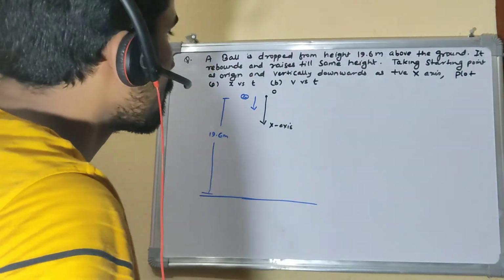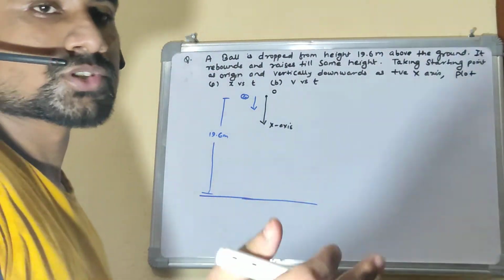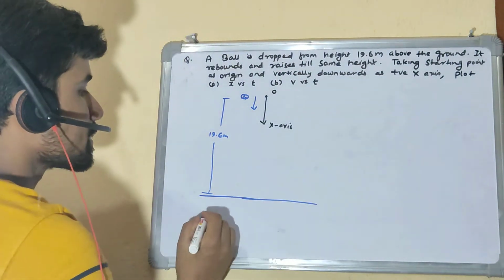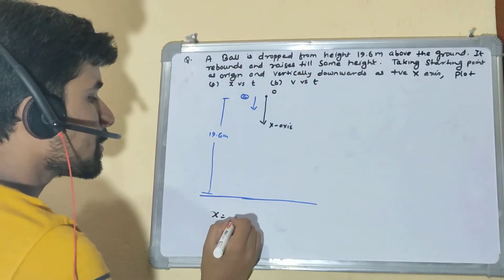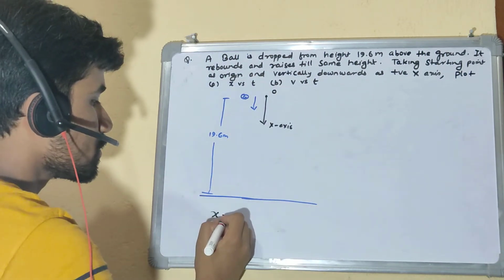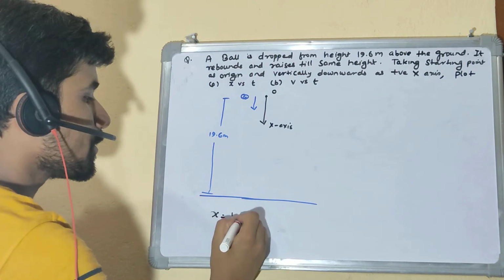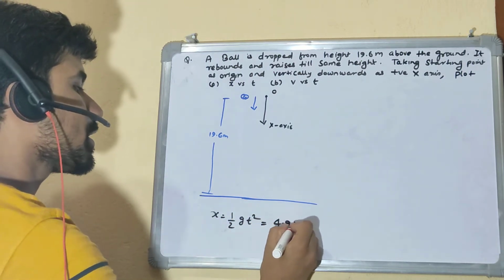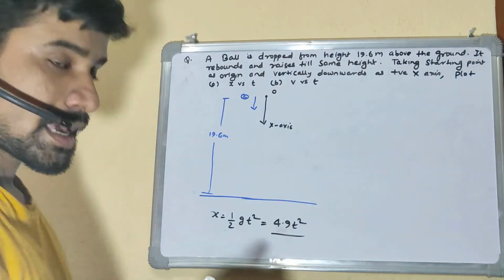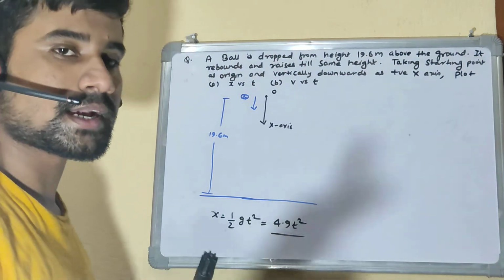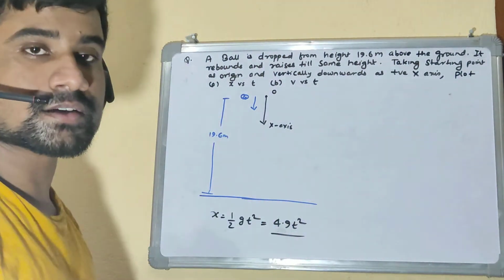So let's understand how the motion of this ball will actually look. For the downward motion, x is nothing but half at square, so x is half into g into t square, which is 4.9 t square. When x is 19.6, t becomes 2. At 2 seconds, it will hit the ground.